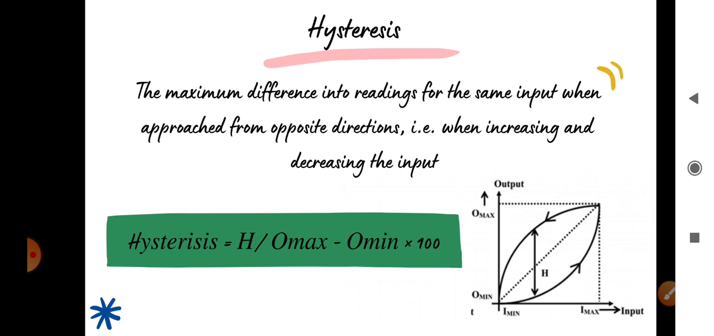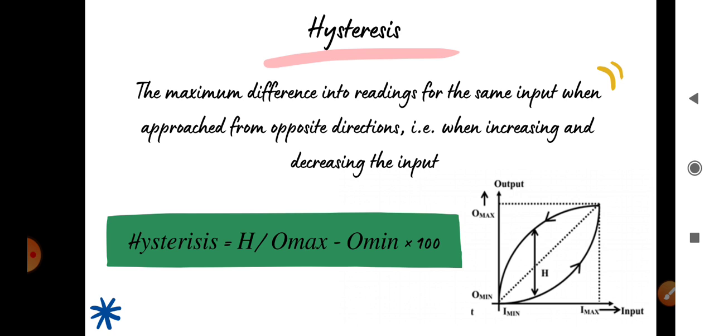Let me give one example. If we are giving some input value, that is x1, we get the corresponding output value y1. As the input increases, x1, x2, x3, x4, up to xn, we get the corresponding outputs, that is y1, y2 up to yn. After that, while reversing, when we give the input value xn, we get the output value yn.